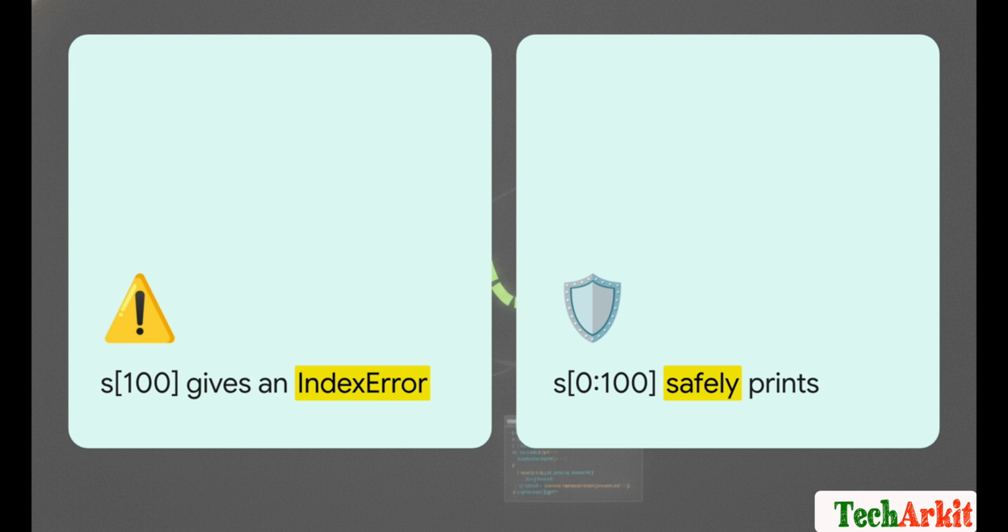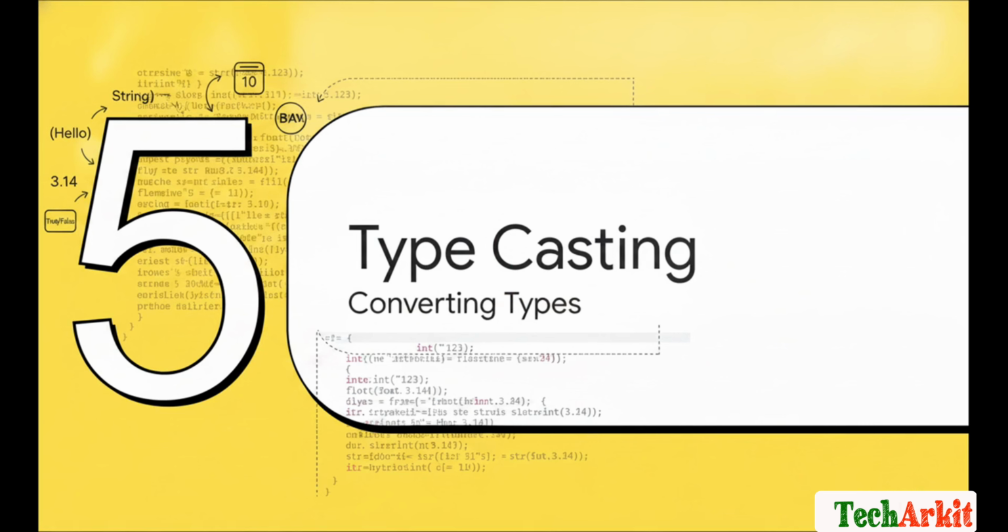And this brilliantly illustrates why slicing is just so beloved by Python developers. It acts as an incredible safety net. Think about it. If you have a 10-character string and you try to directly ask for the character at index 100, Python completely panics, crashes, and gives you an index error. But if you use a slice and ask for the characters from index 0 all the way to 100, Python doesn't panic at all. It just safely prints whatever's available up to the end of the string without throwing an error. It's incredibly forgiving.